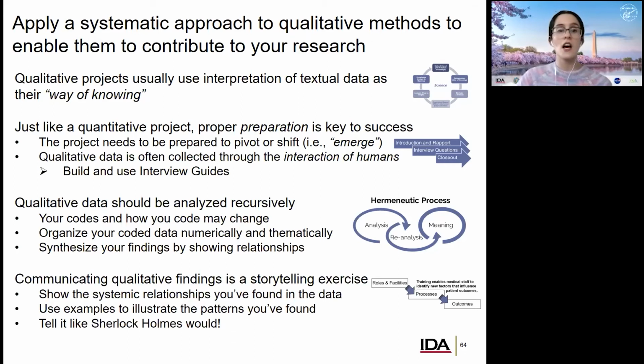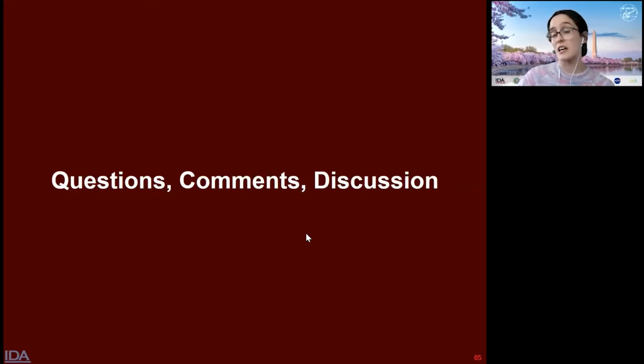And lastly, remember that communicating qualitative findings is a storytelling exercise. You want to show the systematic relationships you found in the data and often use examples and graphics in the best way to illustrate the patterns that you've found. Remember that when you have the chance to do so, tell your story like Sherlock Holmes, bring it to life in some way. So bring the reader into your process of analysis and show them how you reached the conclusions that you did, so that they can be convinced of the conclusions along with you, and so that your qualitative analysis is also rigorous. And with that, we are going to open the floor to any questions or comments that we haven't had a chance to address, or any sort of concerns that people might have.